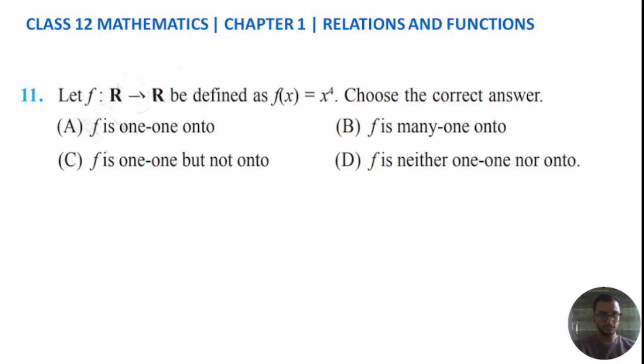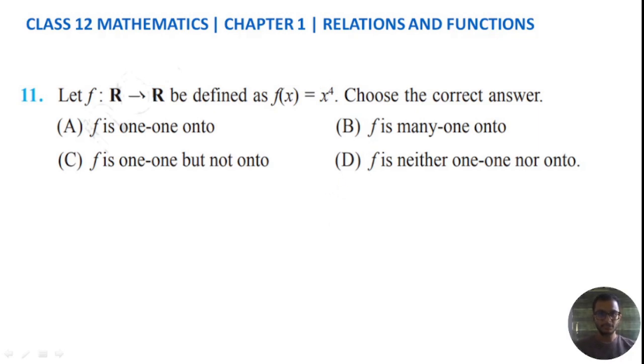So next question is question 11, that is MCQ. Let f from R to R be defined as f of x equals x raised to 4. Choose the correct answer: is f one-one, onto or not? So let's see.